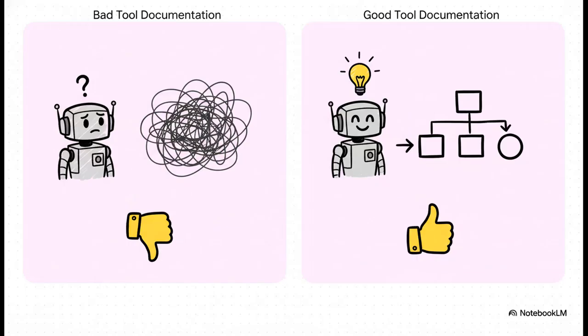And this slide right here, this is so crucial. You have to remember, the AI never sees your actual code. All it sees is the documentation you write for it. On the left, it's just guessing. On the right, it knows exactly what the tool does, what it needs, and what it will get back. It's the difference between failure and success.